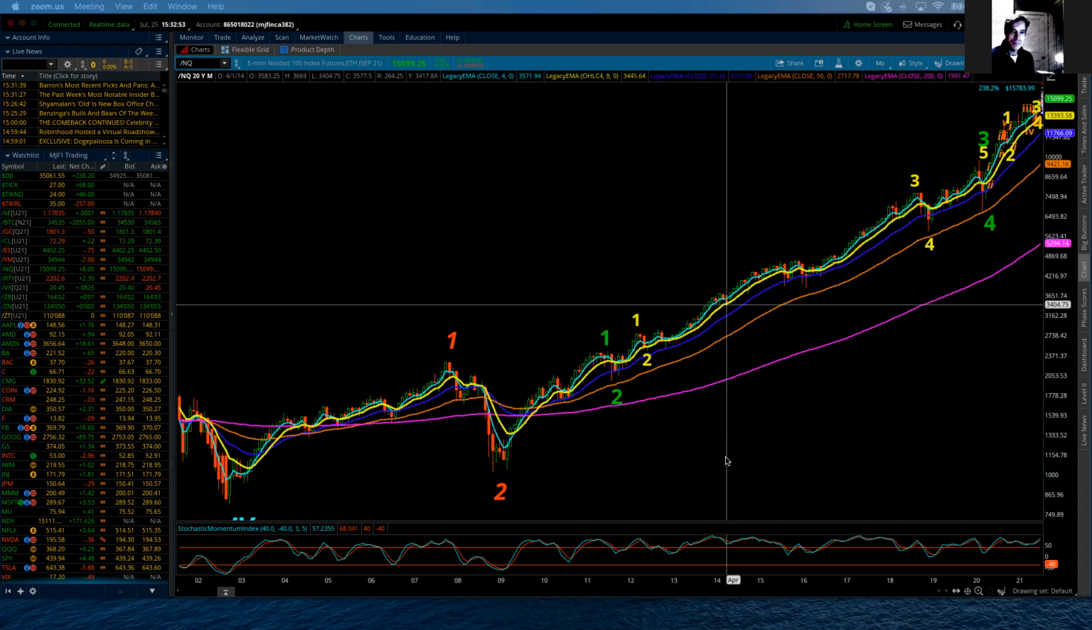So back out, finishing a cycle level wave 3 indicates that we are completing 5 waves of primary degree, 5 waves of intermediate degree, 5 waves of minor degree, 5 waves of minute degree, subwaves of subminute degree, etc., etc. We have gotten very granular up here at the top.